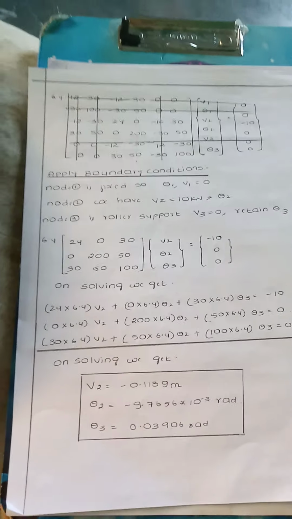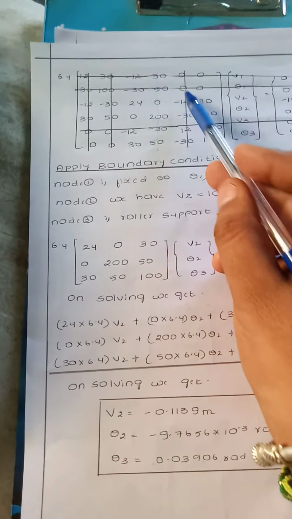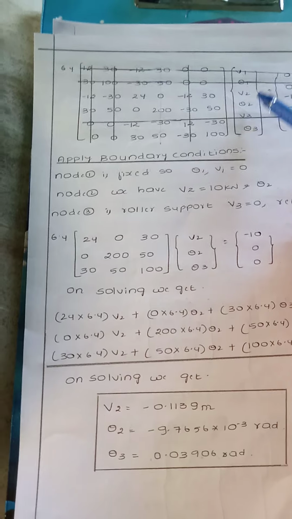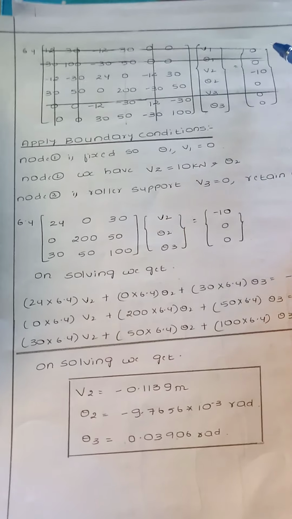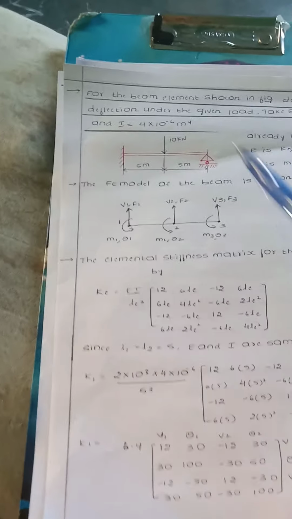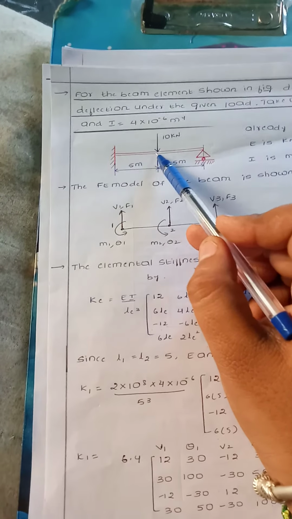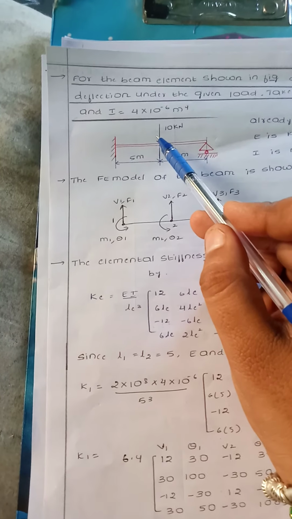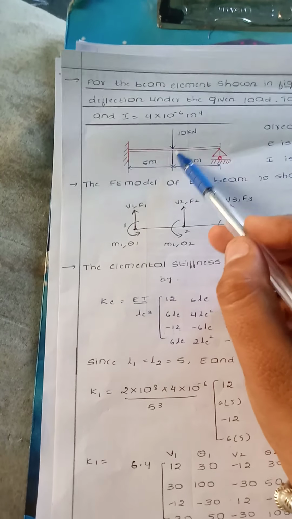Now apply the boundary condition. The equilibrium equation is taken as KQ is equal to F. You apply the K value, with V1 theta 1 V2 theta 2 V3 theta 3, and the force vector 0 0 minus 10 0 0. Now you can see that node number 1 is fixed, so V1 theta 1 is equal to 0. Node 2 is free, but we apply the load. We have displacement in both translation and rotation. The translation is given, that is 10.